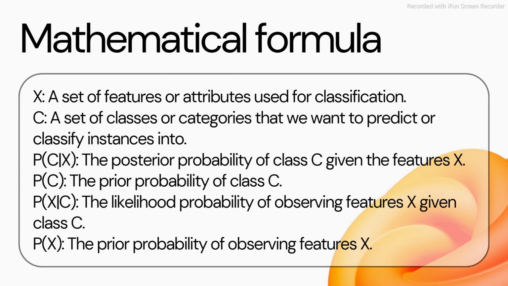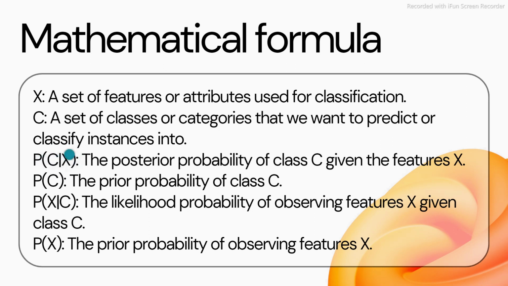For example, I will go with the second. C is a set of classes or categories that we want to predict or classify instances into. For example, your email can be classified as spam, malicious, confidential, important, and ad related, right? These are the 5 categories. And X represents true, means if we say X here, okay, P(C|X) means the probability of this particular C.